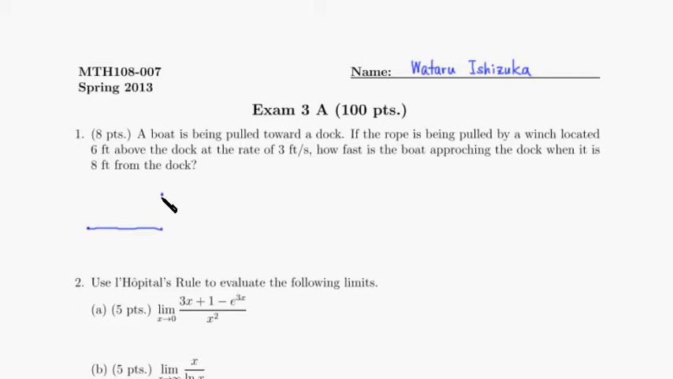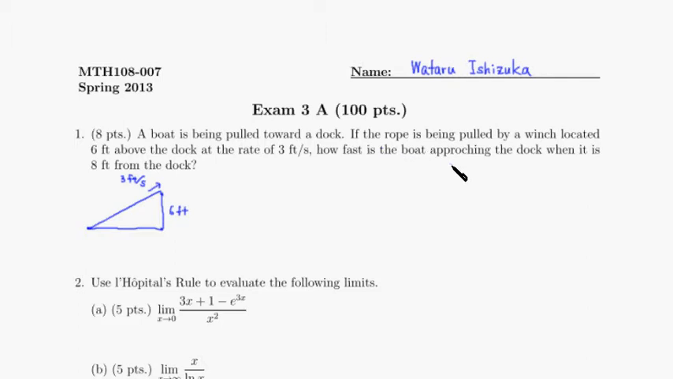So the winch is going to be up here, and this is going to be 6 feet. The rope is being pulled at the rate of 3 feet per second. So here's the rope right here, being pulled at the rate of 3 feet per second.